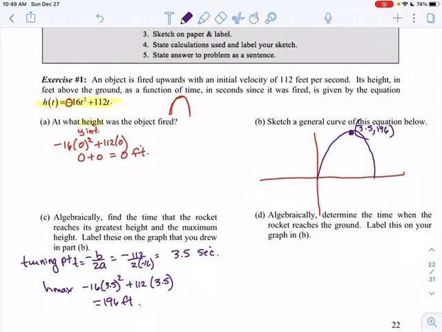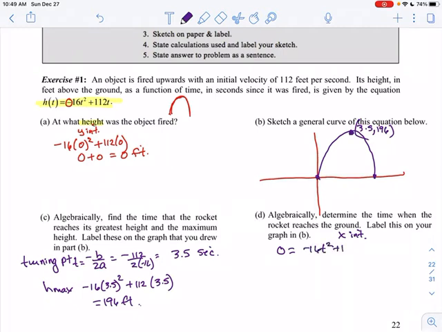Algebraically determine the time when the rocket reaches the ground. Label this on your graph. All right, so basically I'm trying to find my x-intercepts, my zeros, my solutions. I'm trying to find these points right here. Well, this one I already know on the left. That's just 0, 0. So I'm going to set y equal to 0.